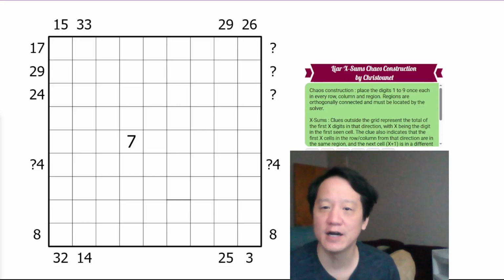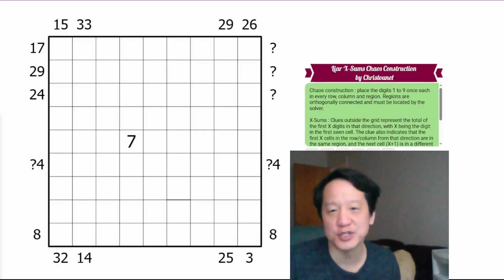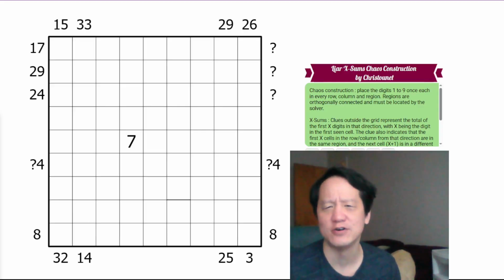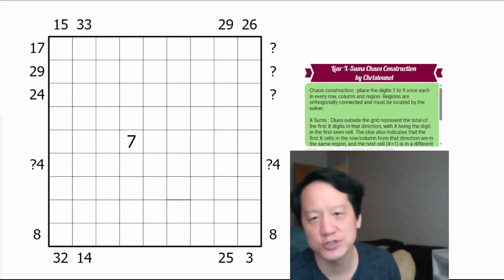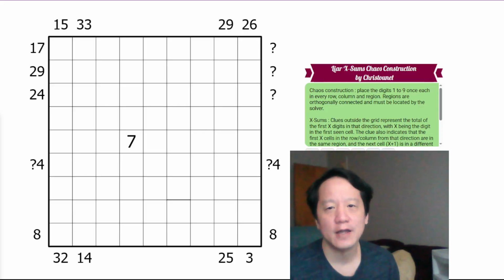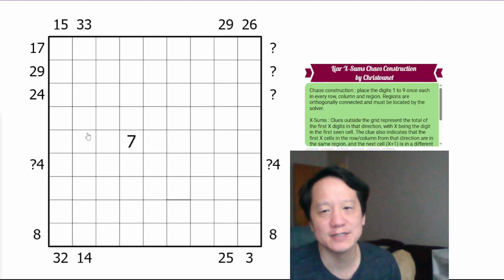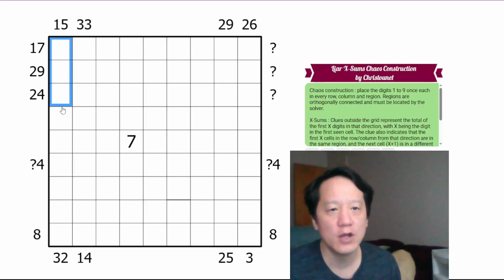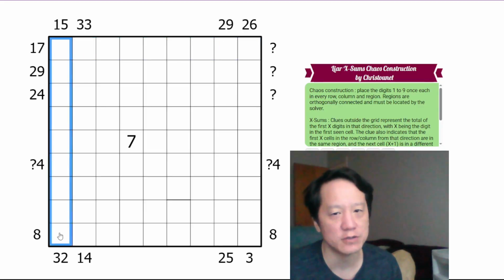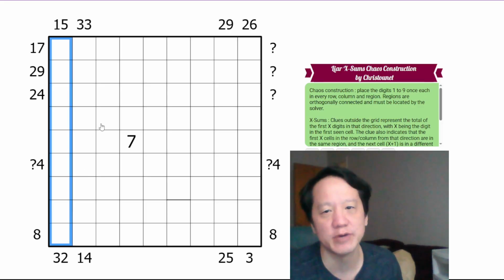Liar X Sums Chaos Construction, which is basically all the rules, and it's by Chris Tunet. And here are the rules. We have Chaos Construction, where we need to place the digits 1 through 9 once each in every row, column, and region. Regions are orthogonally connected and must be located by the solver.